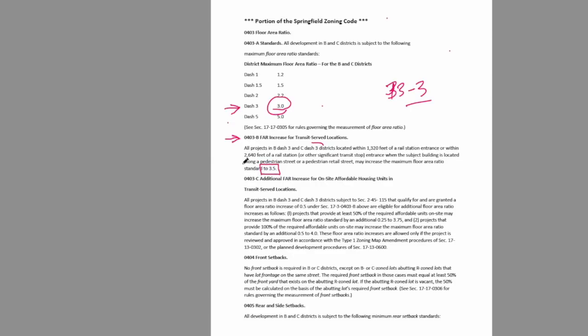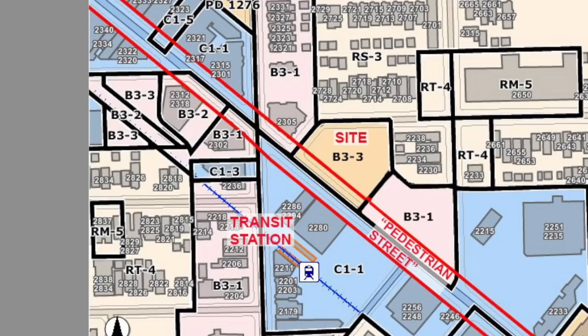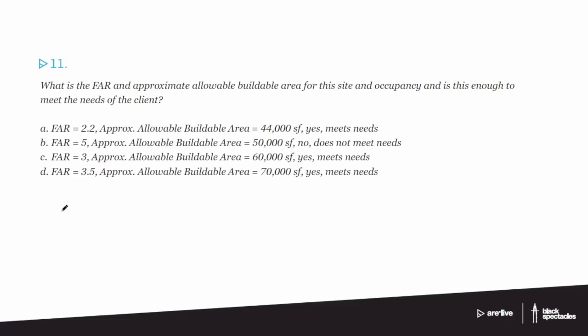So let's see, do we think, we already know the answer to this, but do we think we are within essentially half a mile of the transit station? Well, yeah, we're half a block away from the transit station. So we are definitely a transit-served location. And so we are able, in that case, to bump up from a FAR of 3 to an FAR of 3.5. So now let's go back and look at our answers.